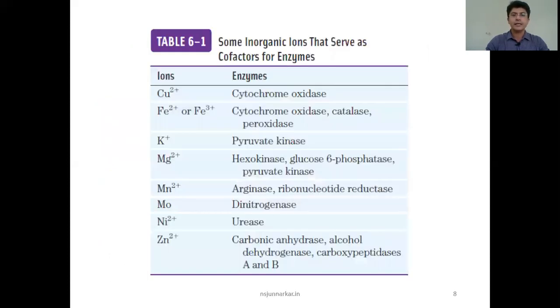So here the list of several cofactors required by the different enzymes are listed. Copper ions are required by cytochrome oxidase. Ferrous or ferric ion are required by cytochrome oxidase, catalase, peroxidase, and so on. Potassium ions are required by pyruvate kinase. Magnesium ions are required by hexokinase, glucose 6-phosphatase, pyruvate kinase, and so on.